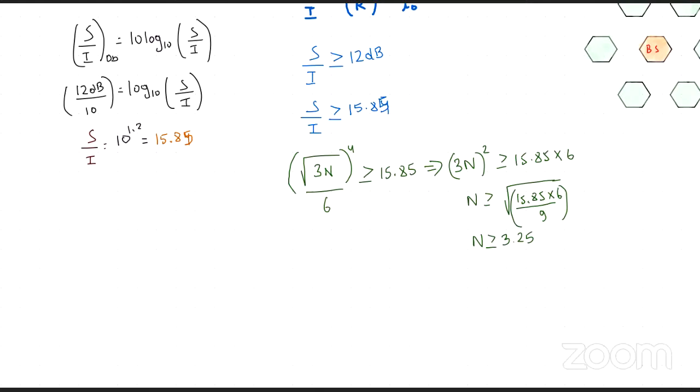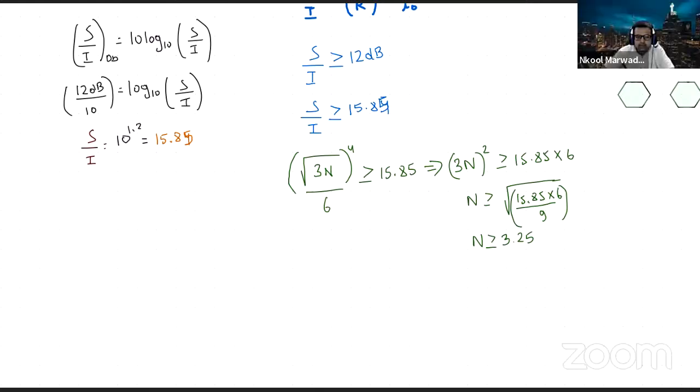Very nice. Yes, I agree. So n will be 4. The optimal value for n will be 4. So this is the answer for the A part.